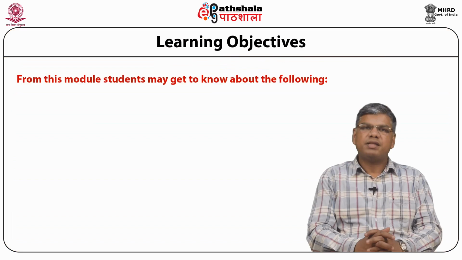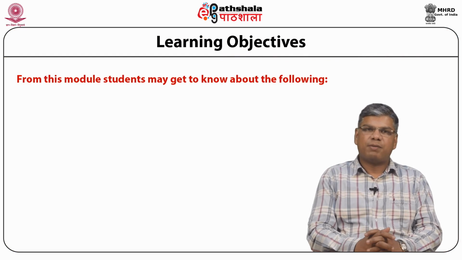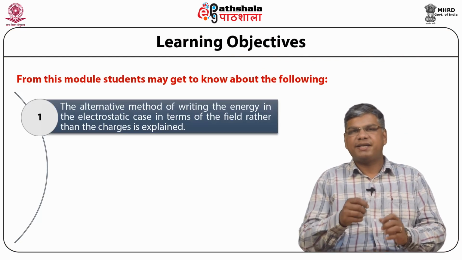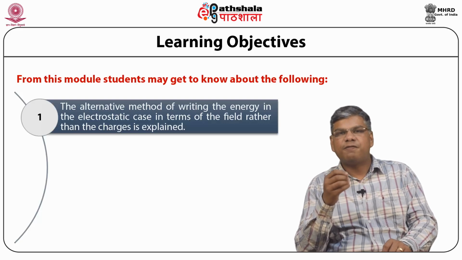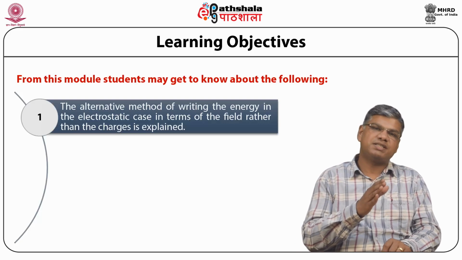Today, we are going to discuss the module Conservation Laws 1 from the paper Electromagnetic Theory. In this module, the students will get to know about the following: the alternative method of writing the energy in the electrostatic case in terms of the field rather than the charges is explained.